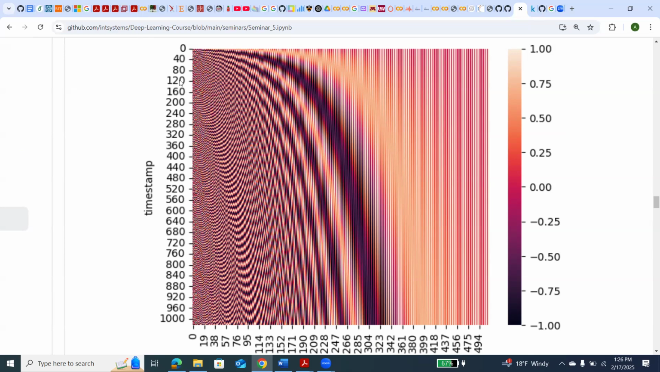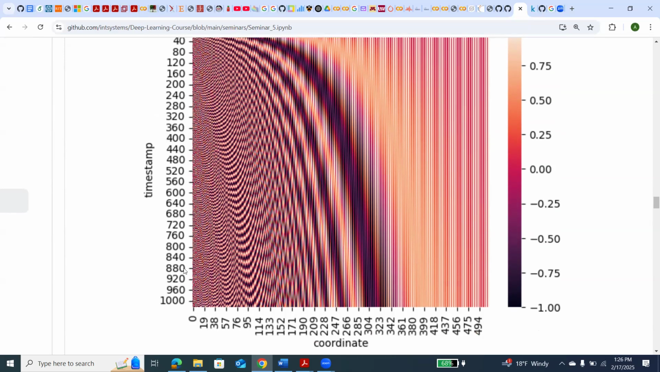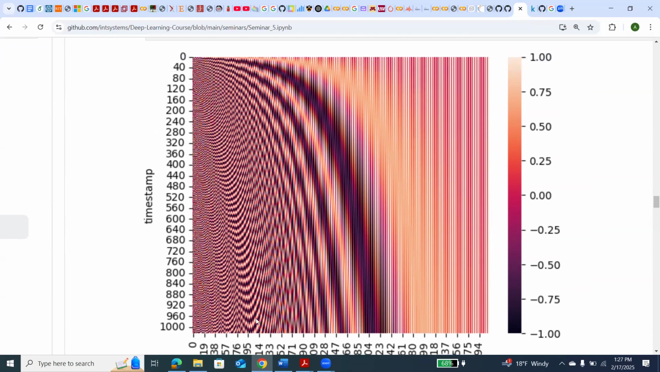Here is the representation. This is the position, like time, and these are the coordinates of our embeddings. And you can see that vectors defined by this formula are different for every position. So it introduces information about ordering in our input. We will just add position embeddings to every token.